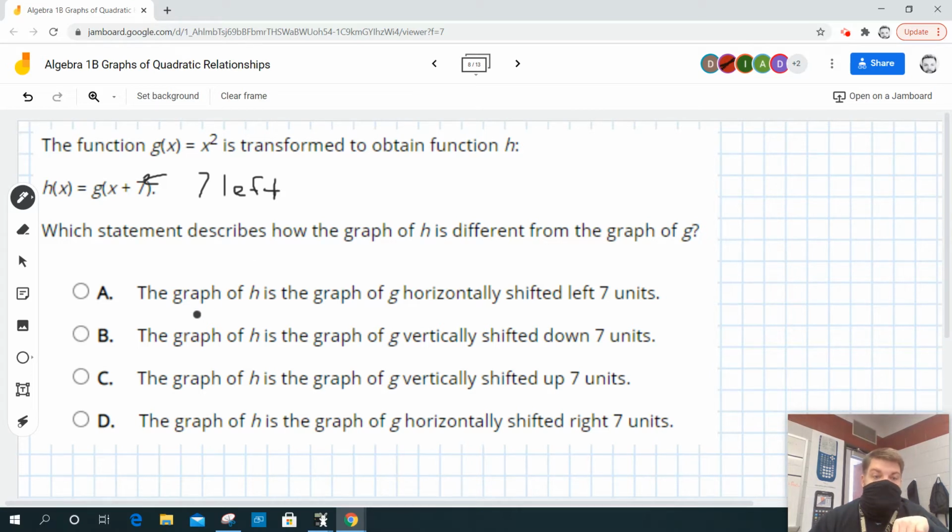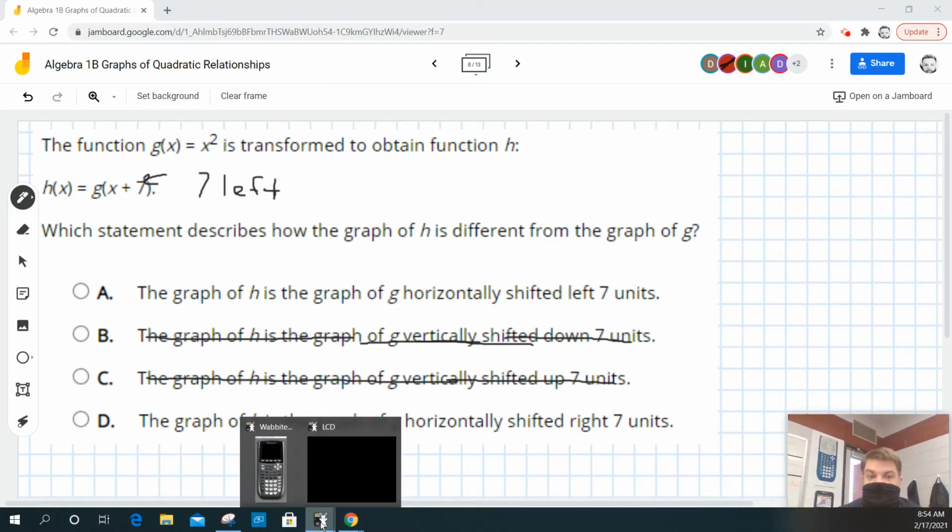So I'm going to double check. It says the graph H is horizontally shifted to the left 7 units. It's probably A. It's not shifted down. Up or down is outside. So it's not going to be a vertical shift. And then it shifted 7 units to the right. Well, it's A, but how can I double check that?